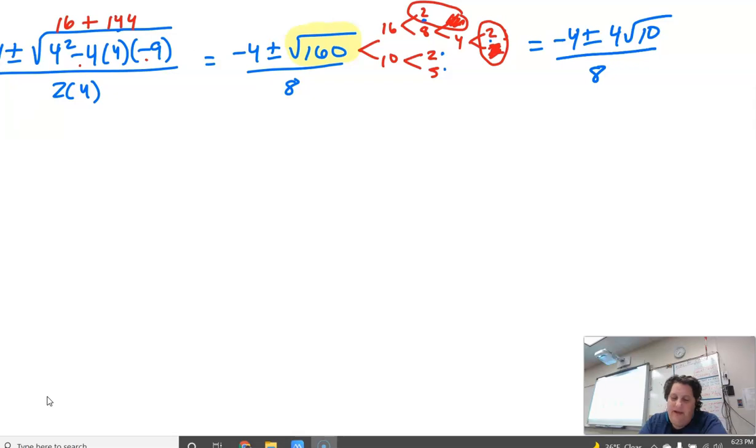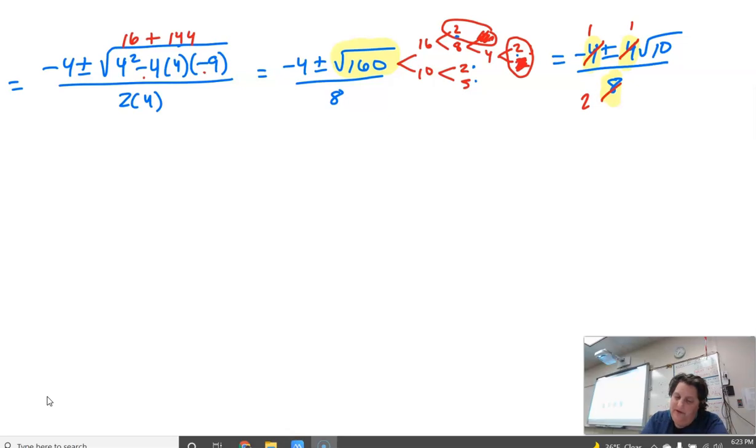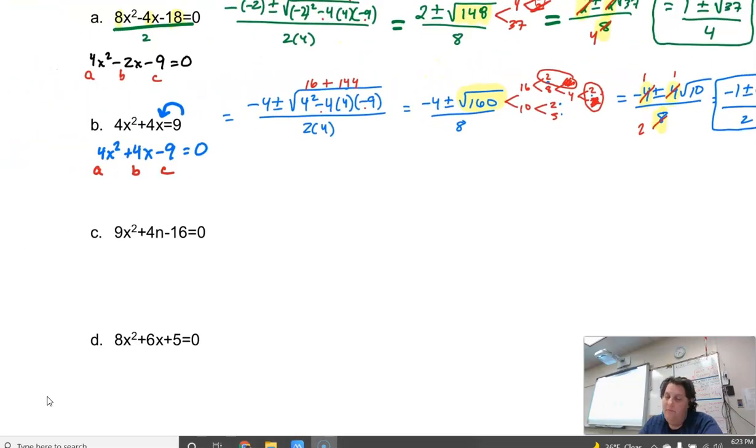For my final answer, I'm just going to check, can all 3 of these divide by one single number? Yeah, they can all divide by 4. So I am left with negative 1 plus or minus the square root of 10 over 2. Okay, once I reduce that down. All right? So a couple of questions there where we needed to reduce those. Okay, let's take a look at letter C.